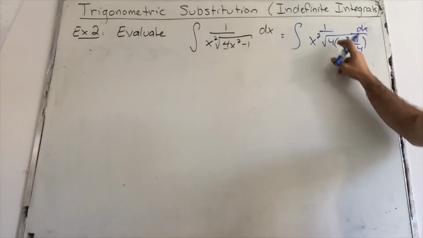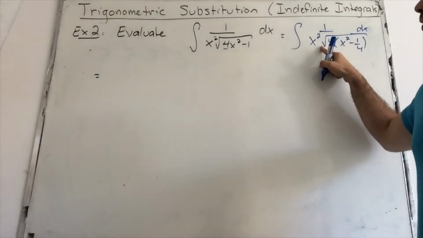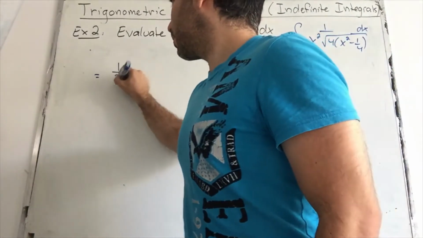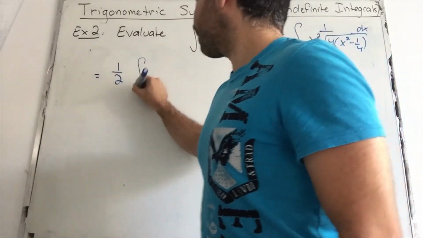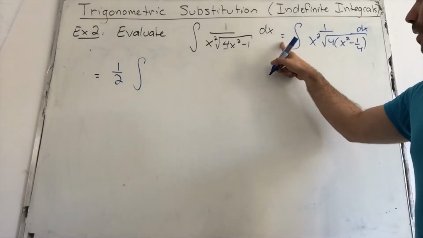Okay, so I'm just going to remove the 4, the root 4 as a 2, and put it in front of the equal sign. So we have 1/2 on the outside, because the root 4 came out as a 2, and it's on the denominator, so it's a half.